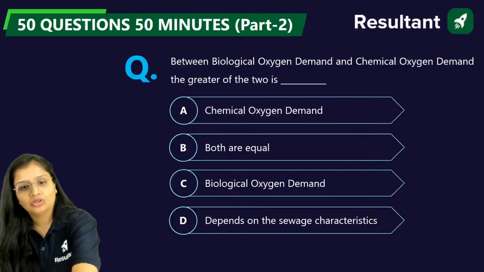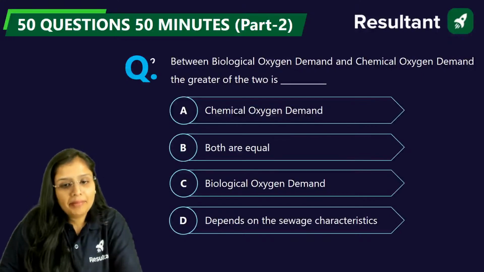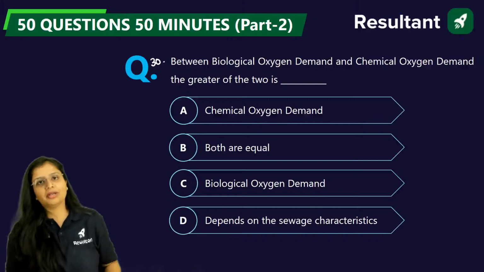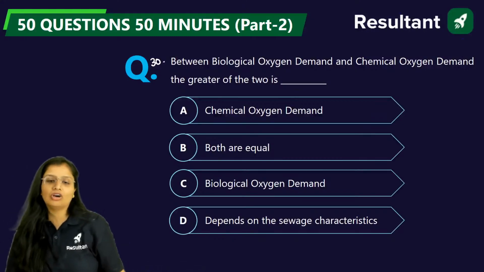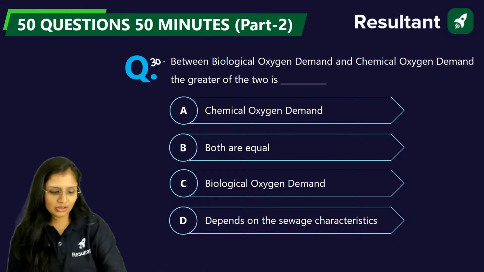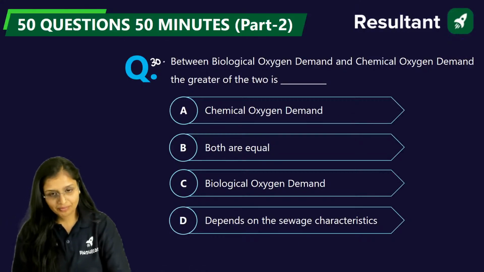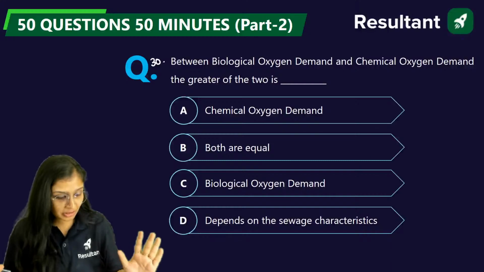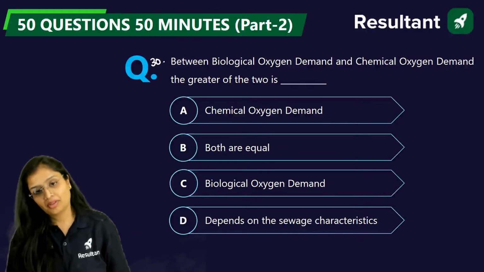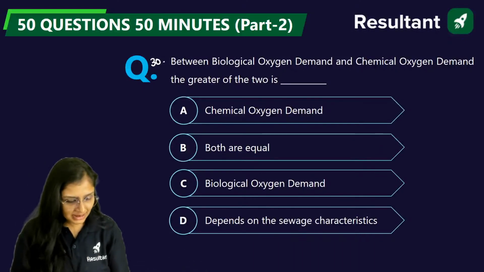चलिए, question number 30. Between biochemical oxygen demand and chemical oxygen demand, which is the greater one? इन दोनों में से कौन सबसे ज्यादा है? कॉन्फिडेंस से बोलो, बिल्कुल कॉन्फिडेंस, यू शुड हैव दैट कॉन्फिडेंस. Between BOD and COD.